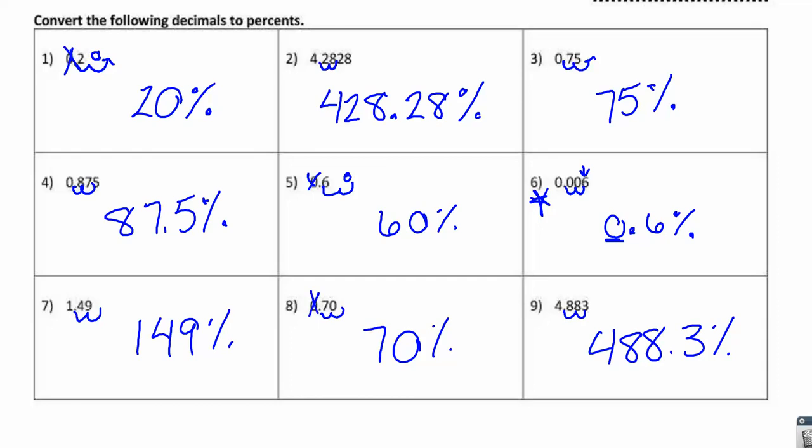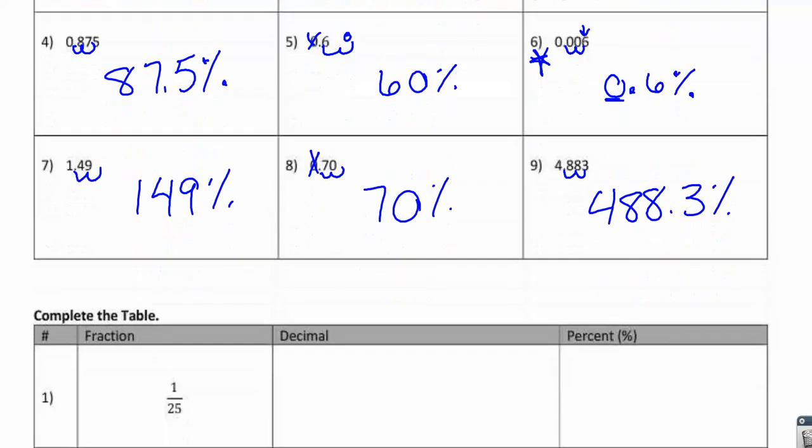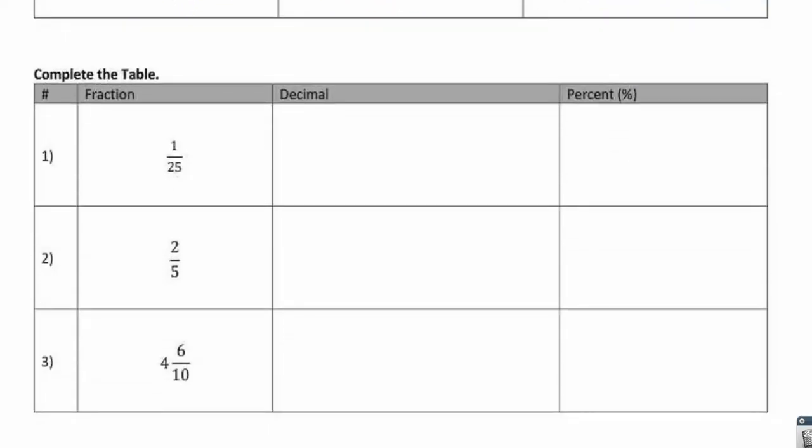All right, so throughout this unit, you're going to see this fancy table. And we're going to ask you to complete it frequently because it gives you a lot of practice. So what you're going to do, and this is on your homework too, you're going to start with the fraction. You're going to convert the fraction to a decimal and then turn that decimal into a percentage.